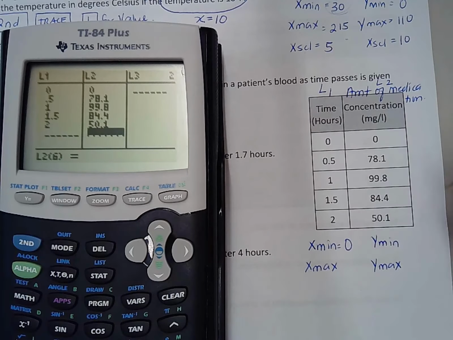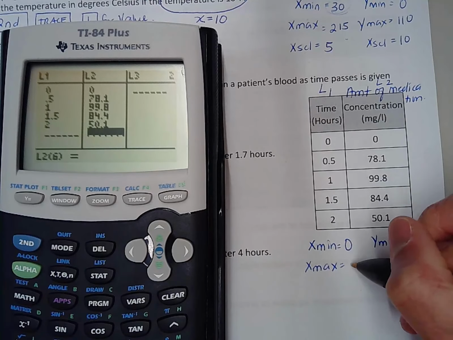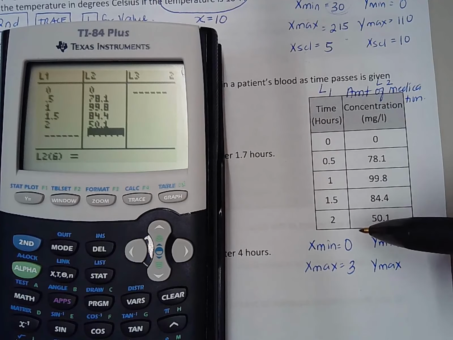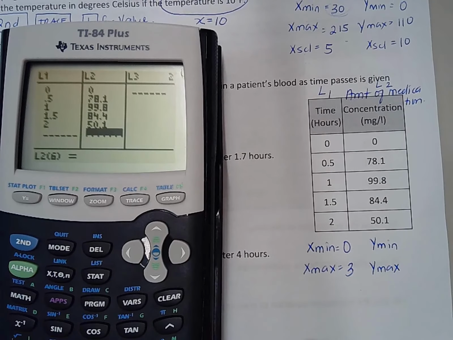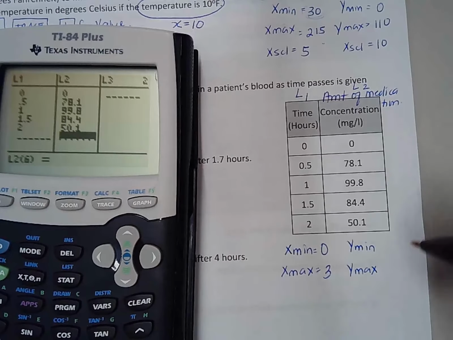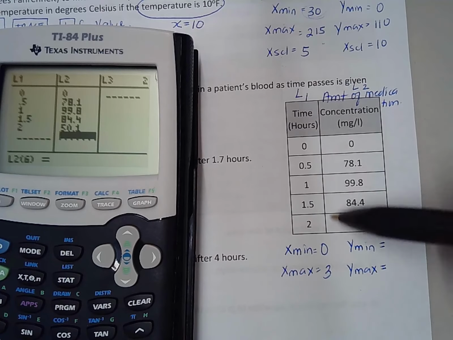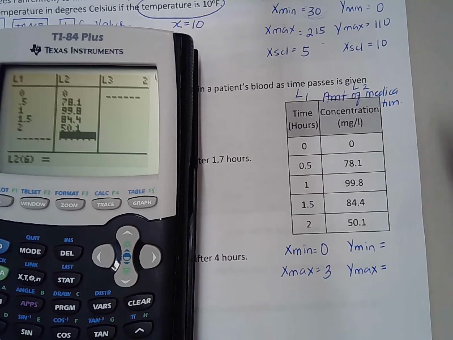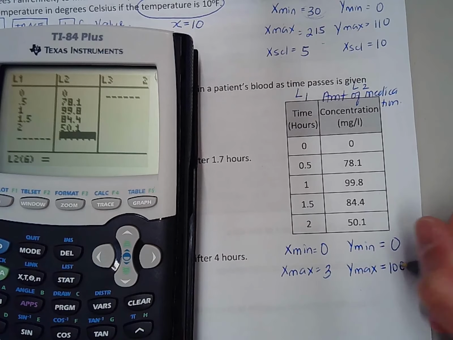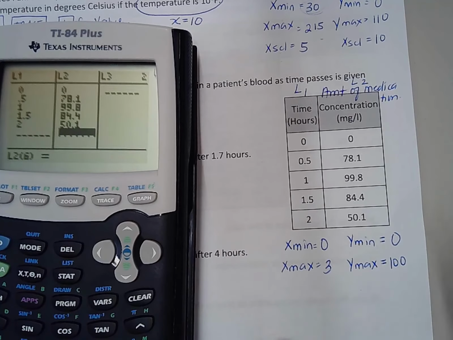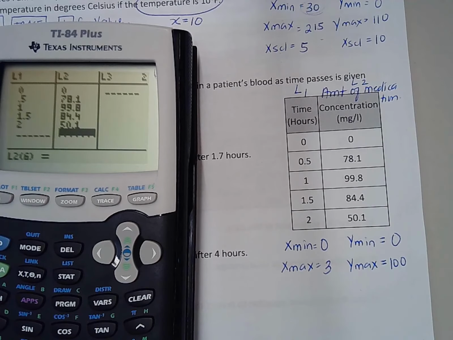Zero? X max, you said 3. Okay, 3 is okay. You could put 2, but if you want extra space, 3. I always put extra space. It makes it easier to see the graph. Y min, these are your Y values. What's our minimum? 0. What do you think our maximum? 100. Okay, those are the min and max for X and Y.